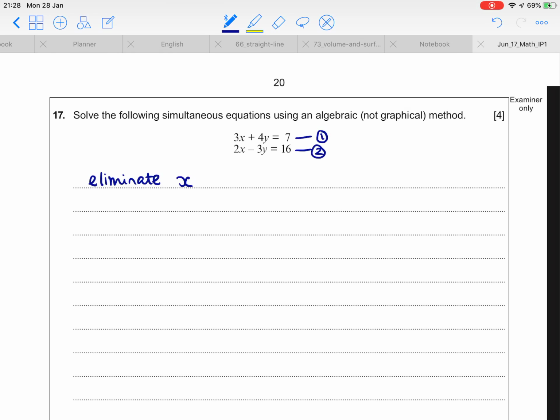So to eliminate the x's, I'm going to need to make them the same amount. Equation 1 will need to be multiplied by 2. Equation 2 will need to be multiplied by 3. This will allow us to have 6x in the first equation. Everything has to be multiplied in the same way, so all of the numbers change, giving me a brand new equation. I'll call it 3.